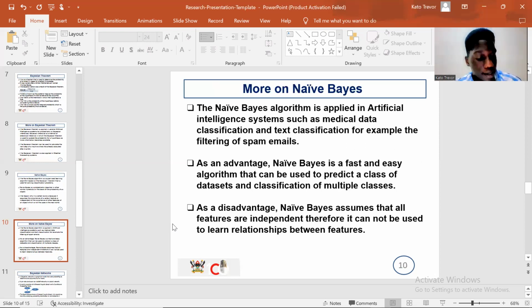More on the naive Bayes. The naive Bayes algorithm is applied in artificial intelligence systems such as medical data classification and text classification, for example, filtering between spam emails and normal emails.